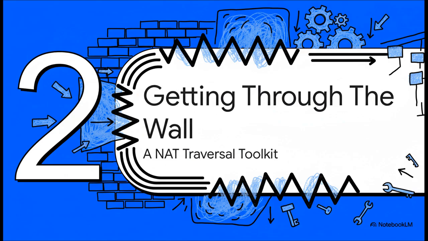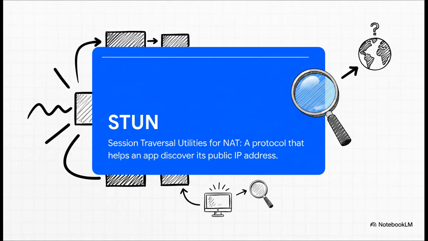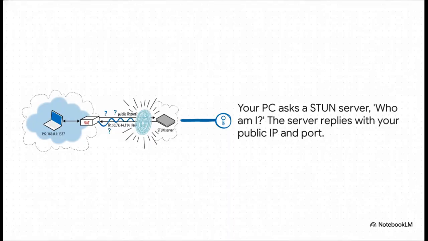Well, over the years, some very clever engineers came up with a whole toolkit of tricks to do just that. It's a field known as NAT traversal. The first tool in our kit is called STUN. That's for Session Traversal Utilities for NAT. And its primary job is one of discovery. See, your application, sitting behind that NAT, doesn't even know what its own public IP address is. STUN is how it finds out. And the way it works is really quite ingenious.